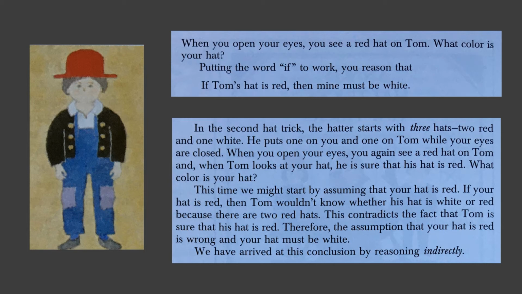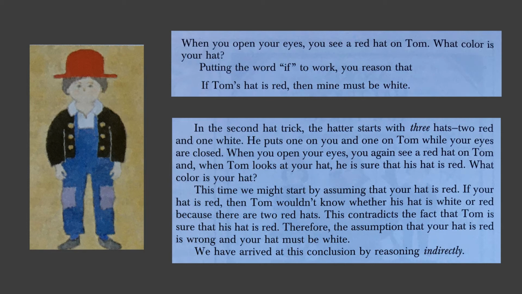Well, in the second hat trick, the hatter starts with 3 hats, 2 red and 1 white. He puts one on you and one on Tom while your eyes are closed. When you open your eyes, you again see a red hat on Tom, and when Tom looks at your hat, he knows that his hat is red. So what color is your hat?